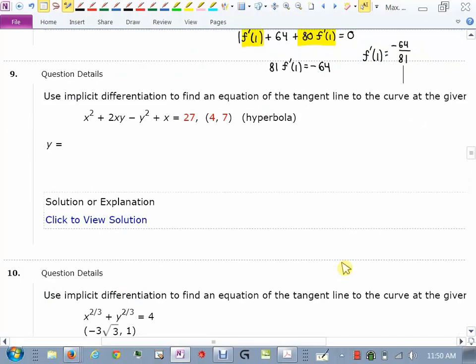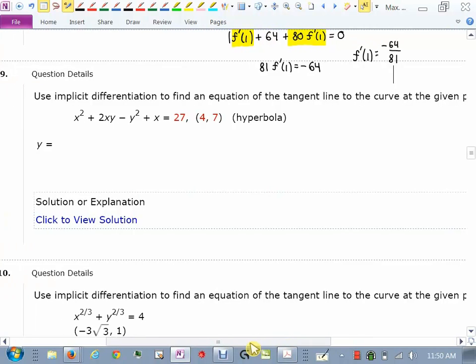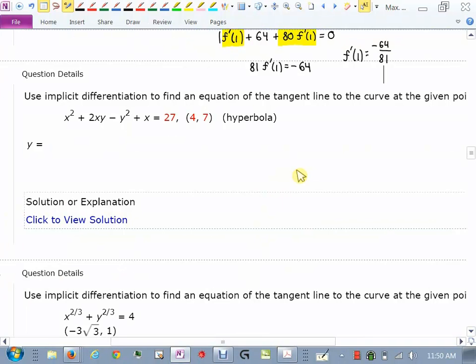Okay, use implicit differentiation to find the tangent line to the curve at the given point. So we've done this before. We know that at some point in this problem we're going to use y minus y1 equals m times x minus x1, because we want the equation of the tangent line. The m is actually our y prime, at the given point, 4, 7. Because this equation cannot be solved easily for y, I will use implicit differentiation.